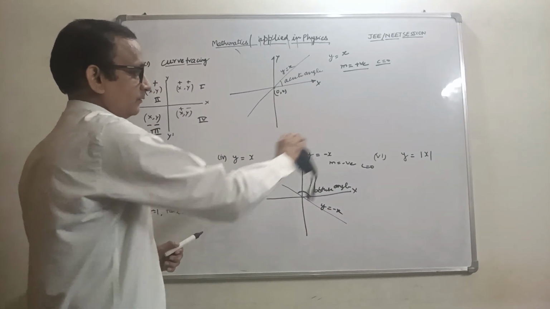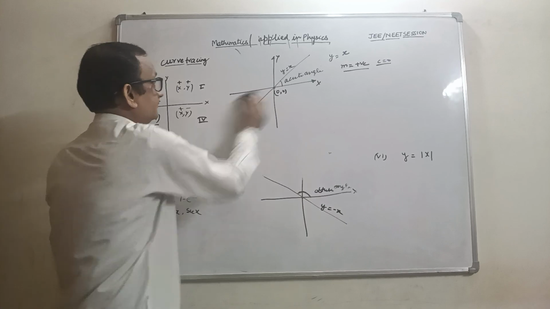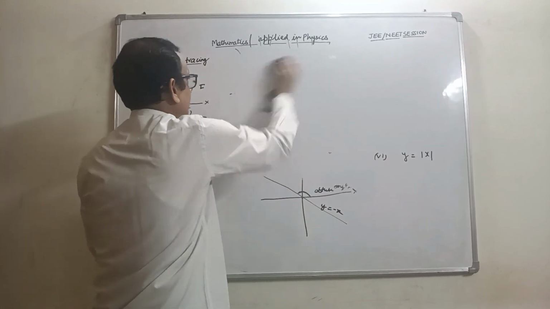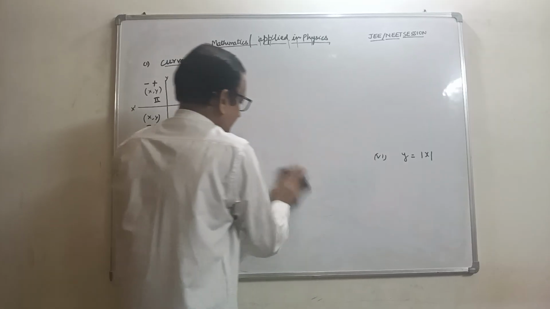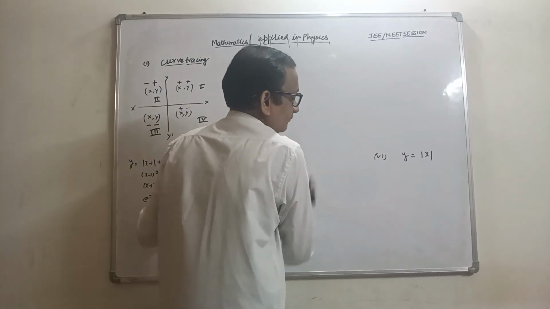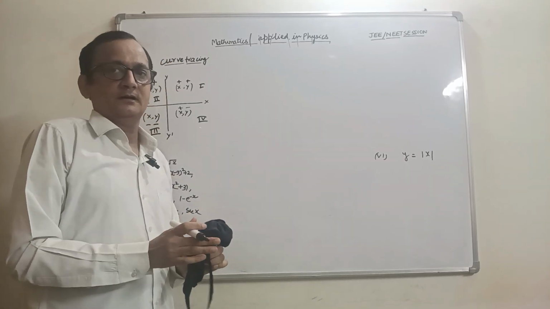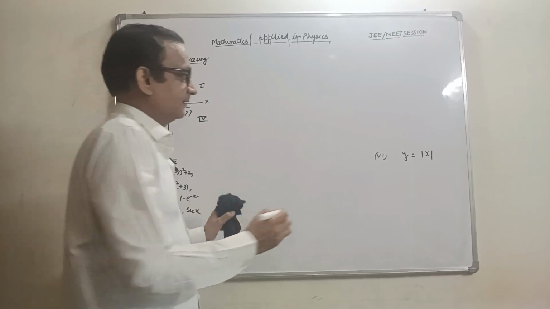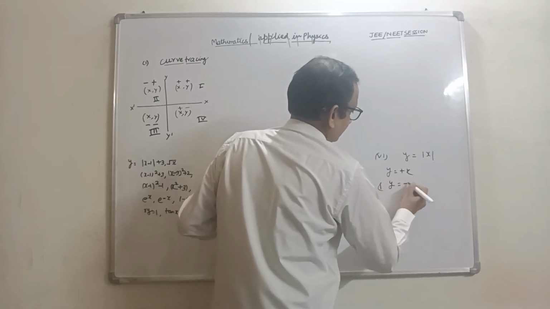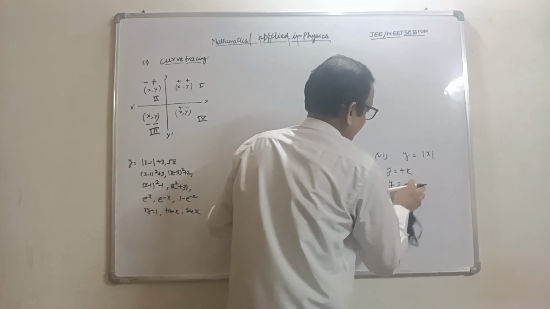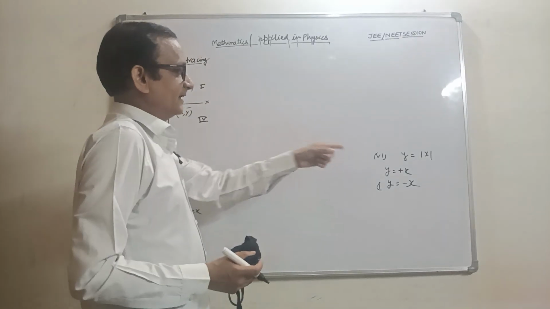Another function is y is equal to mod of x. Mod of x means we have to draw the function for y is equal to x and y is equal to minus x, both. This is the combination of both functions, written as y is equal to plus x and y is equal to minus x.